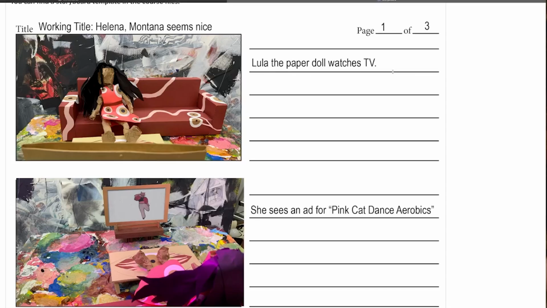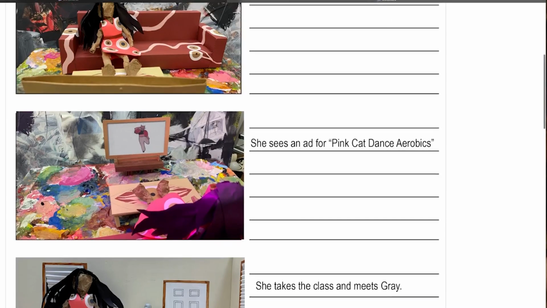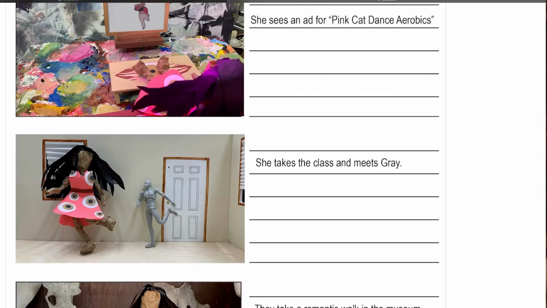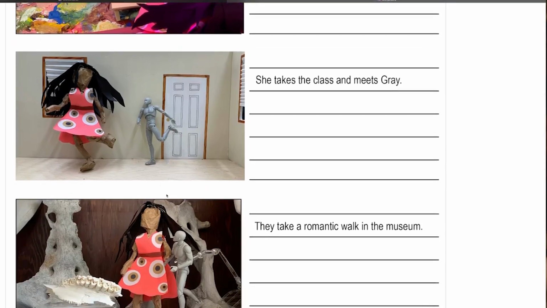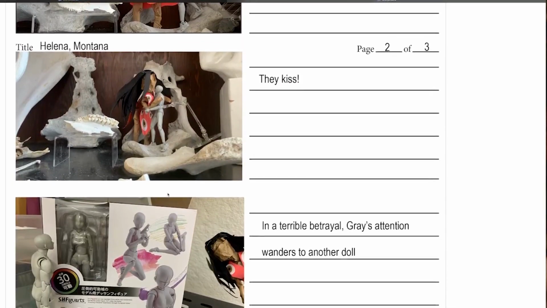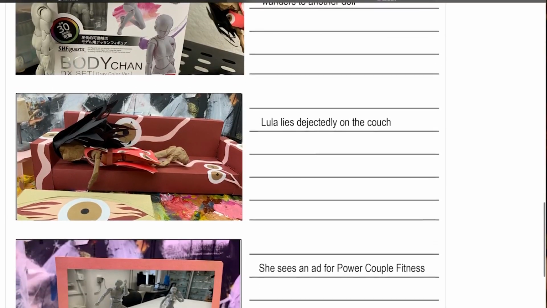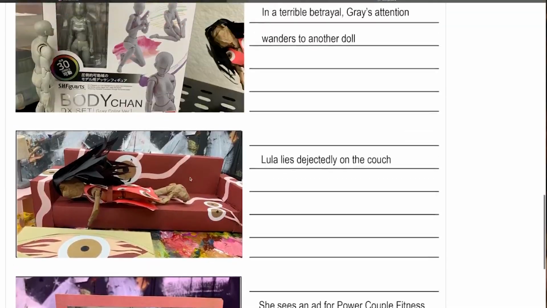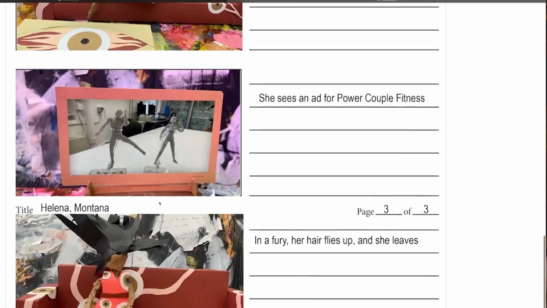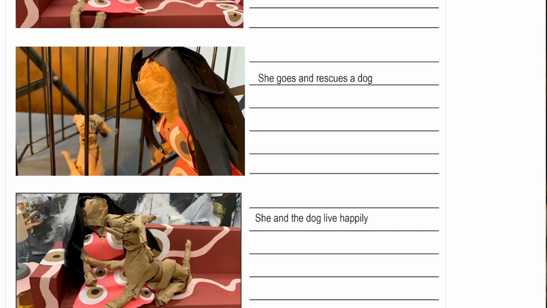So Lula the paper doll watches TV. Then I have an over-the-shoulder shot. She sees an ad for Pink Cat Dance Aerobics. Then this is the cut to the dance studio. She takes the class and meets Gray. They take a romantic walk in the museum. They kiss. In a terrible betrayal, Gray's attention wanders to another doll. Lula lies dejectedly on the couch. She sees an ad for Power Couple Fitness. This is the character from back here. In a fury, her hair flies up and she leaves. She goes and rescues a dog, and she and the dog live happily ever after.